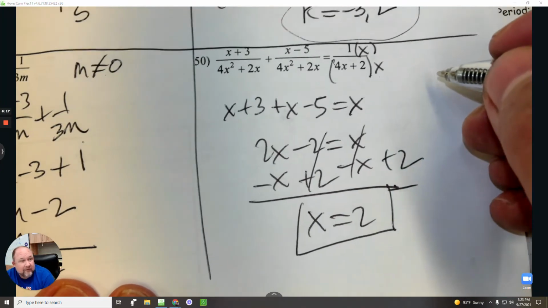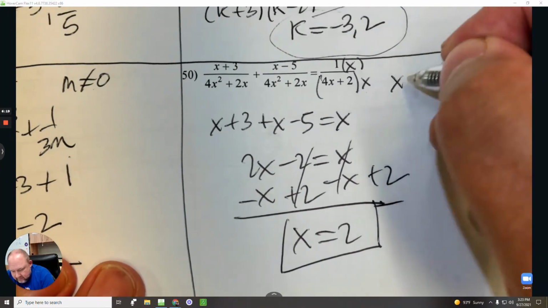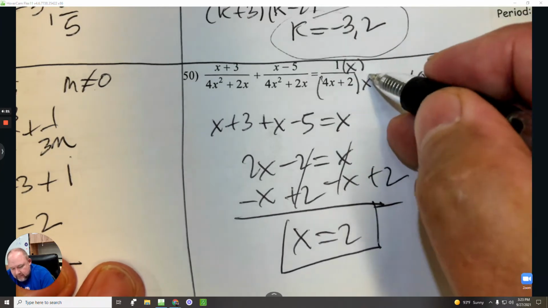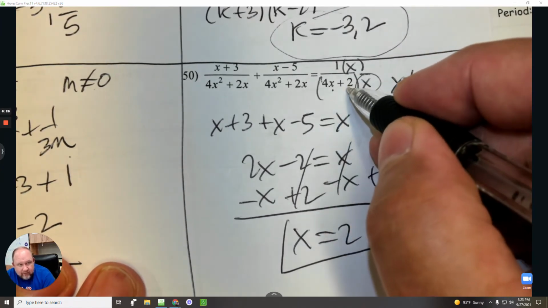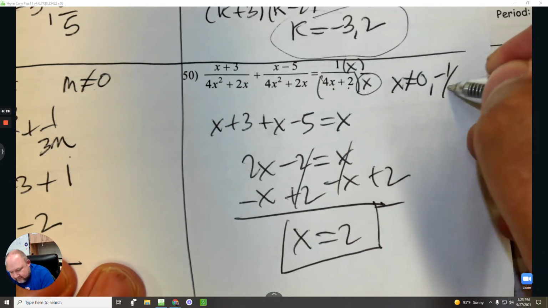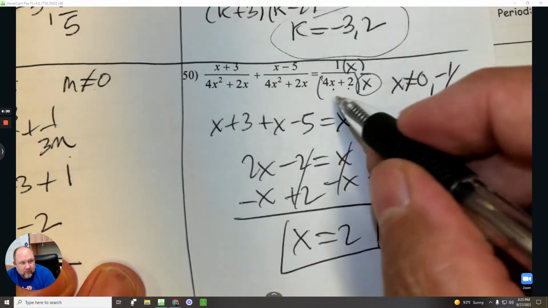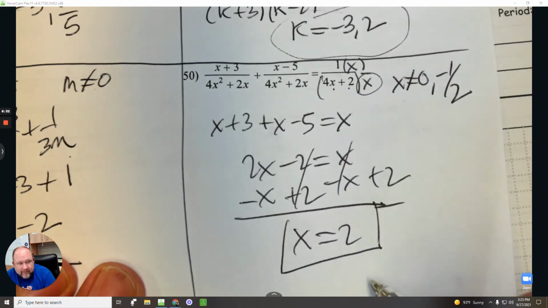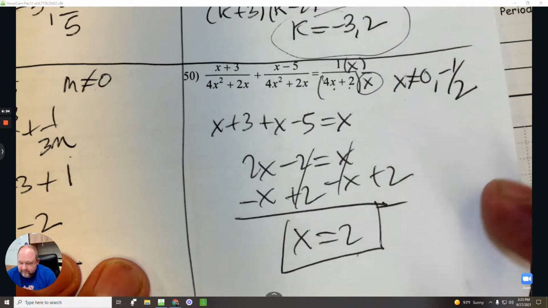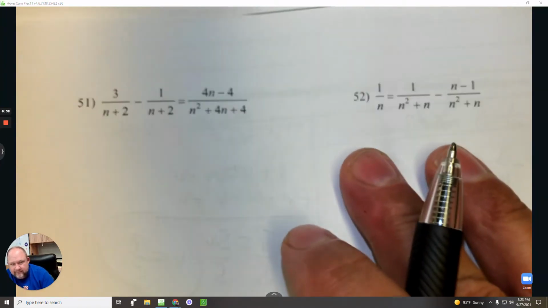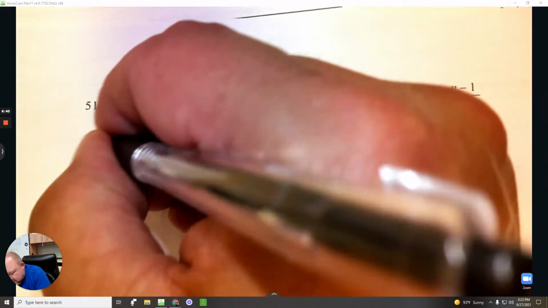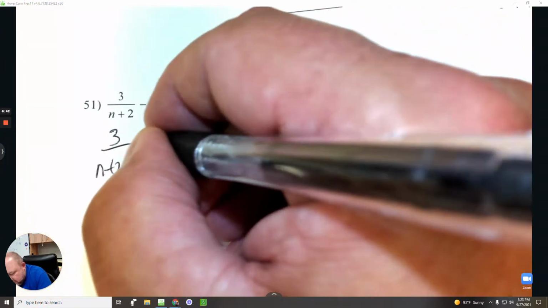Oh, and what can x not equal? So x cannot equal 0 because of the x. And here, x can't equal -2 over 4 or -1/2. So those are the two restrictions that would make a 0 in the denominator. 2 is a good answer. Turn the page. Number 51. I'm going to factor this so I can see the restrictions better.